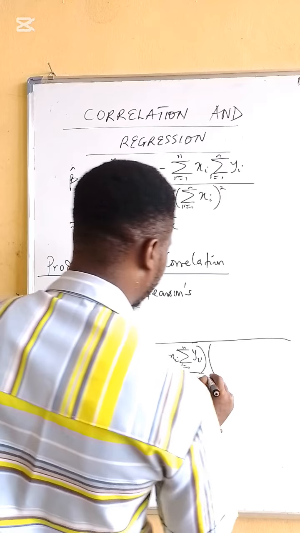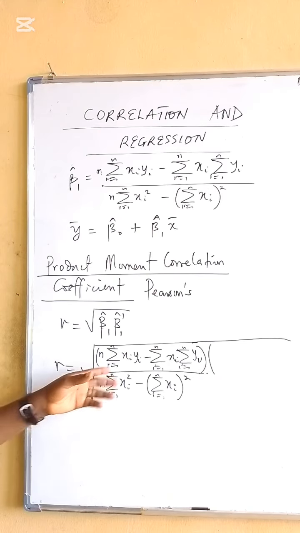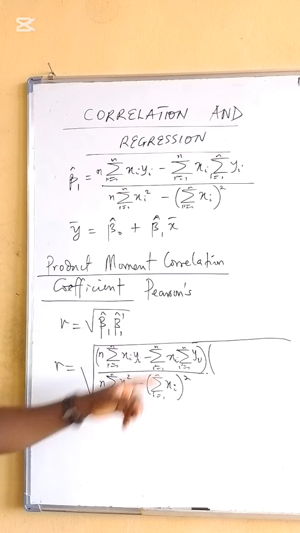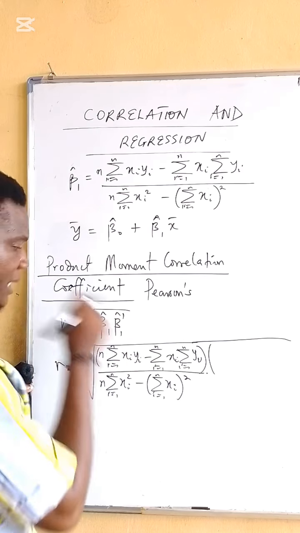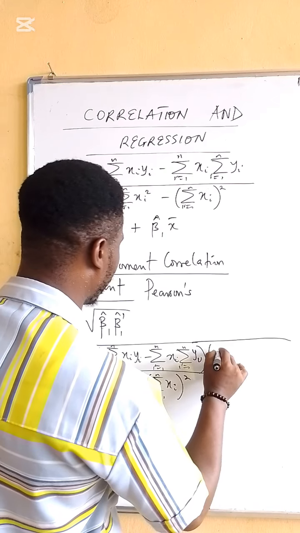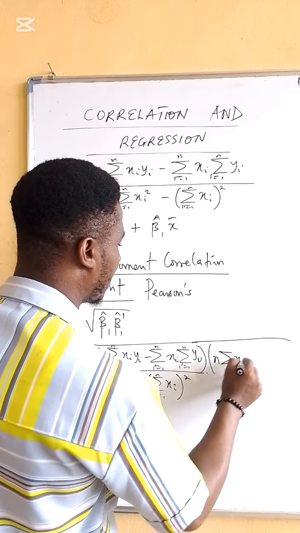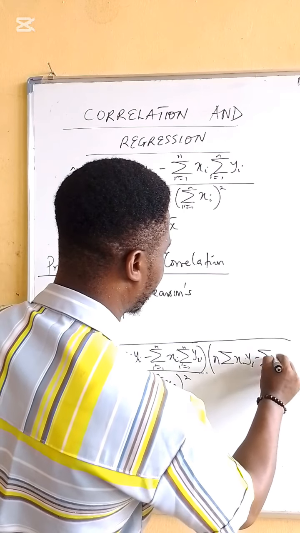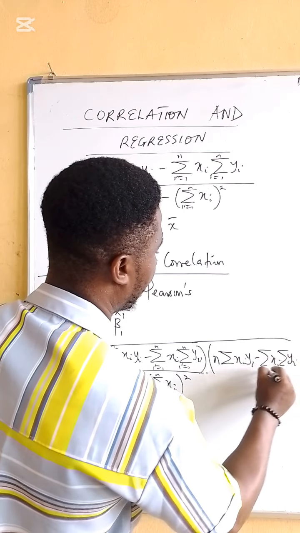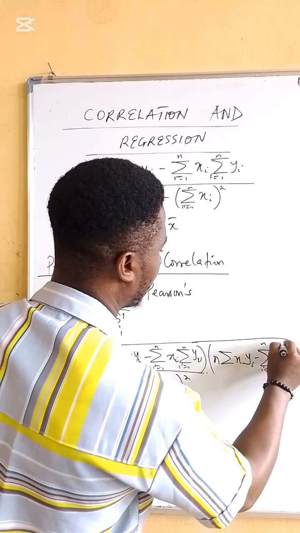This is the case of beta 1 cap when you regress y on x. Now, since we are multiplying it with beta 1 cap prime, the numerator will still remain the same for beta 1 cap prime. So I'm going to still have this summation xi summation yi, from i equals 1 to n, i equals 1 to n.